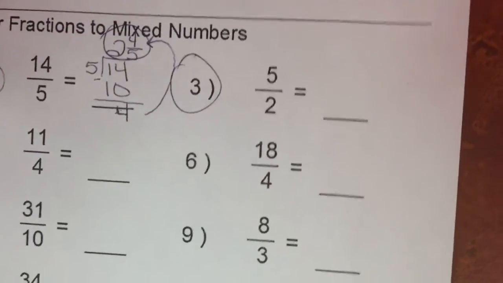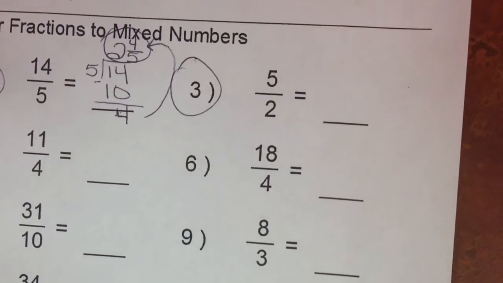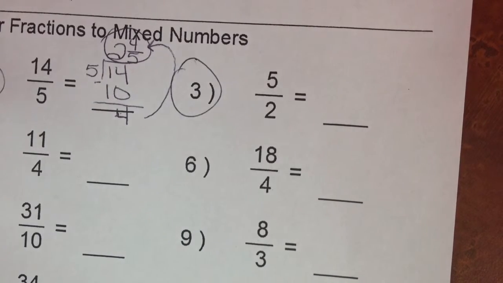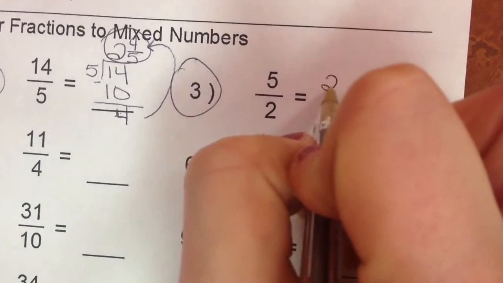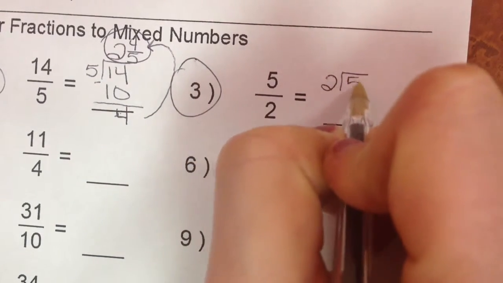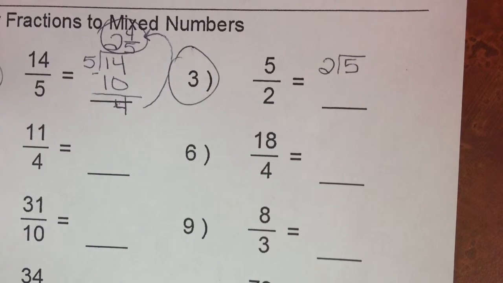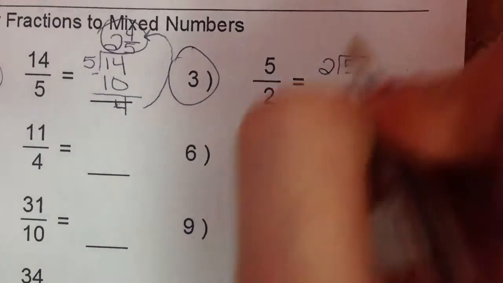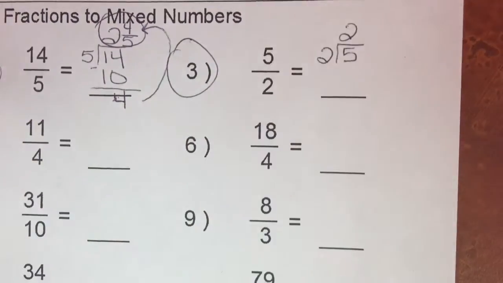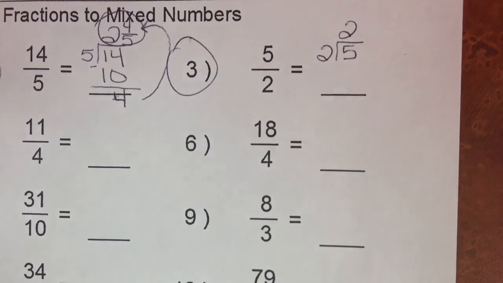And now our final one. Since 5 is bigger than 2, we have to tip it over to the right. So we get 2 divided by 5. Now we have to figure out how many times does 2 go into 5. 2 times. So now, what is 2 times 2?